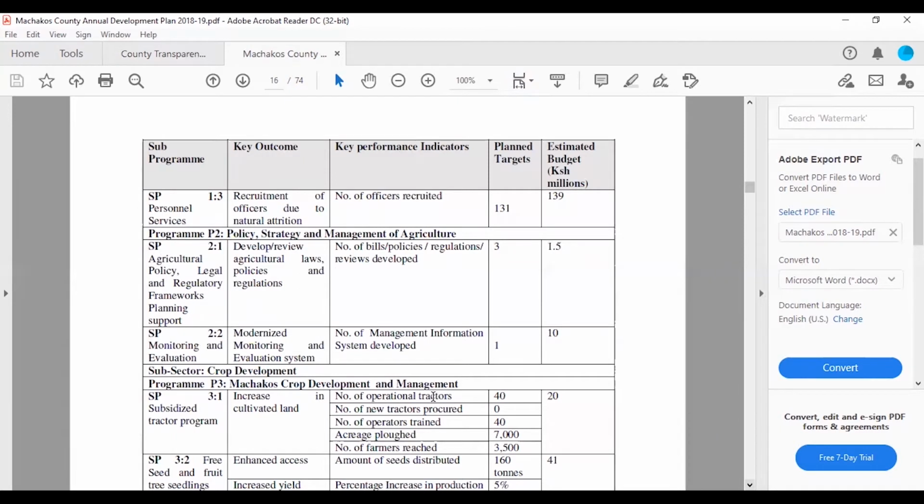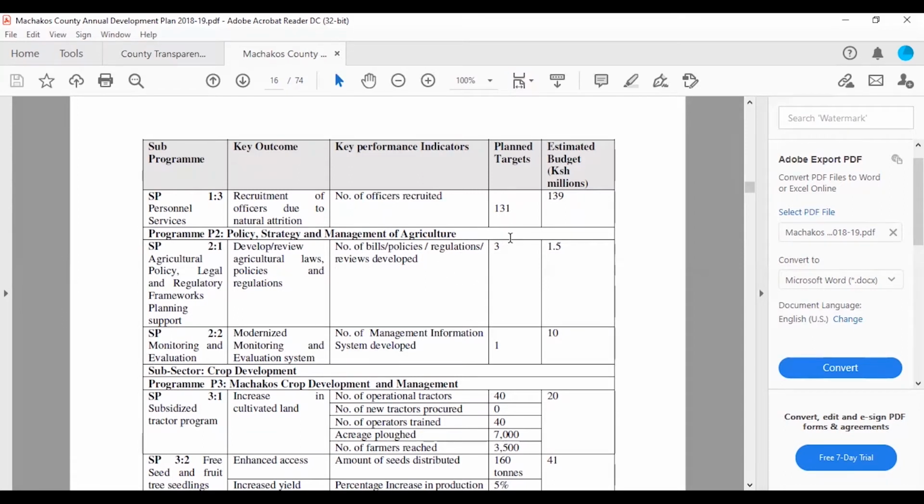So with regard to program 2, policy, strategy and management of agriculture. Subprogram 1, agricultural policy, legal and regulatory frameworks, planning support. They have said that their key outcome is to develop, review agricultural laws, policies and regulations. And the key performance indicators are the number of bills, policies, regulations, reviews developed.